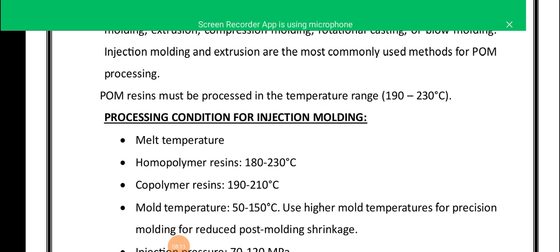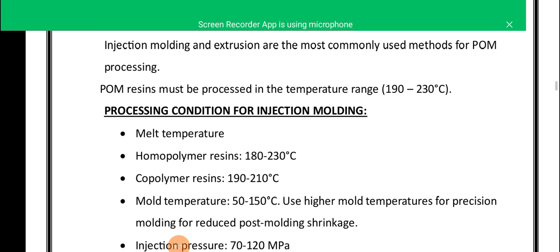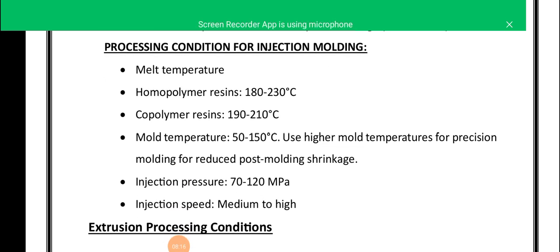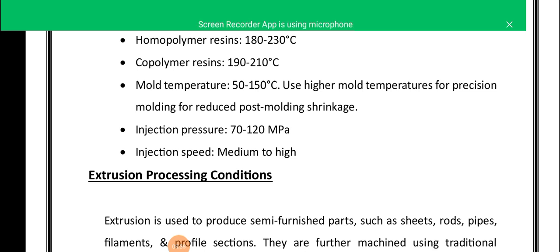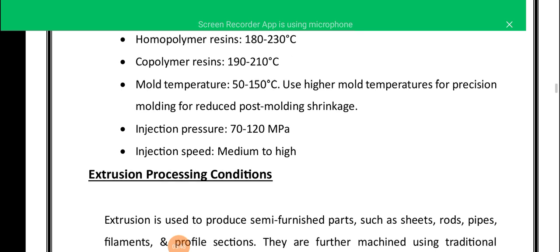Now we discuss the conditions for injection molding. Melt temperature: homopolymer resins 180 to 230 degrees Celsius and the copolymer resins should be 190 to 210 degrees Celsius. Mold temperature is about 150 degrees Celsius, while using higher molding temperatures for precision molding is used to reduce the post molding shrinkage. Injection pressure should be about 70 to 120 megapascal and the injection speed is about medium to high.